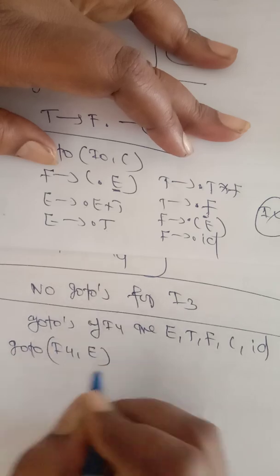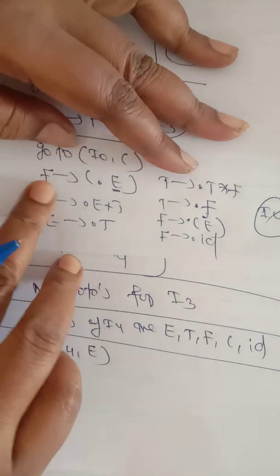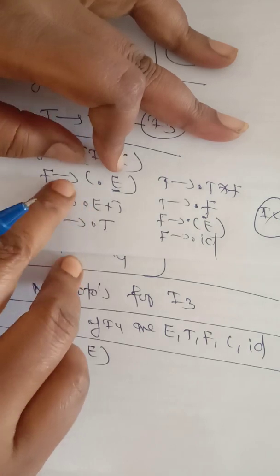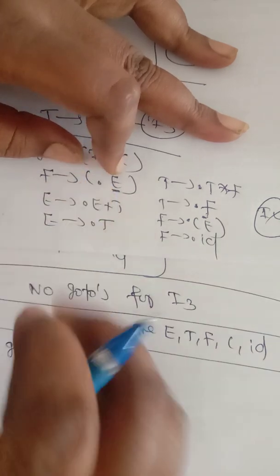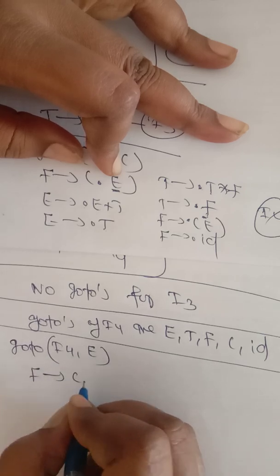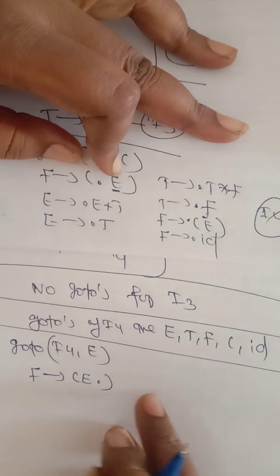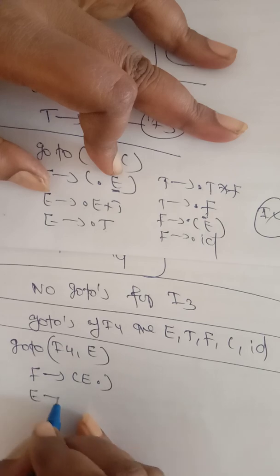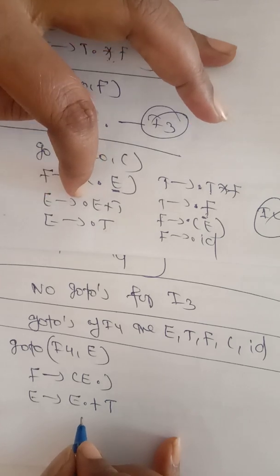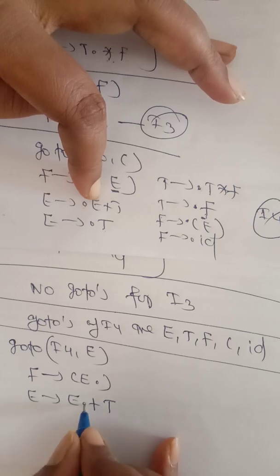I4 comma E. Goto I4 comma E means what will happen? Here we are having two productions. Okay, so F comes to what? Open bracket dot E. So automatically if you apply goto it will change as F comes to open bracket E dot close. Okay, after that we are having terminal, just leave it. Next one we are having E comes to E dot plus T. Here we are having dot E plus T, so that is changed as E dot plus T. After that we are having plus.